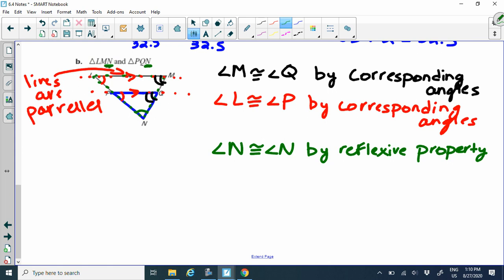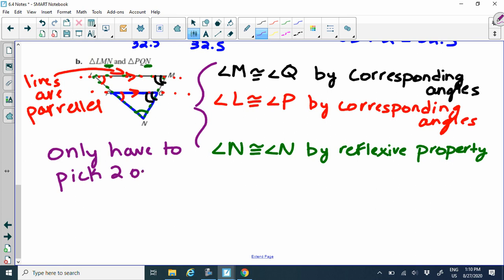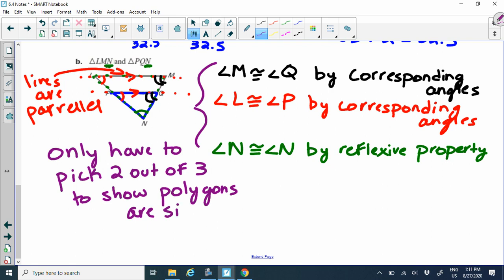Now here, I like doing lovely colors. When you are showing this, you only have to pick two out of three to show angles are congruent and show that the polygons are similar. I just like to give you more information to make it a little bit easier for you.